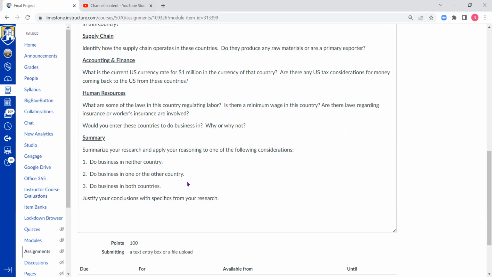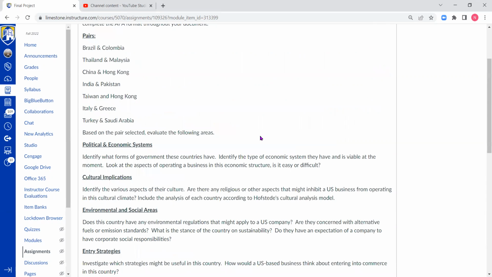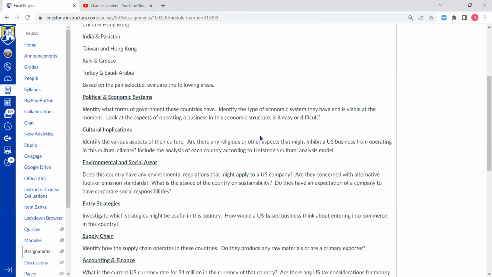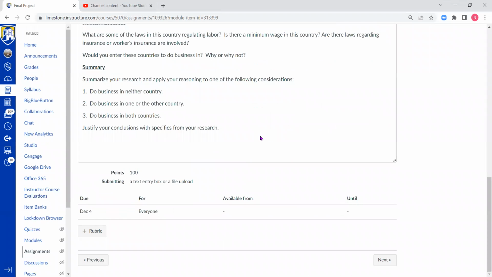These are justifying your conclusions from all the research that you put into this. And you may find that, due to several factors, you're choosing not to do business with either one of those countries if you were an American business.